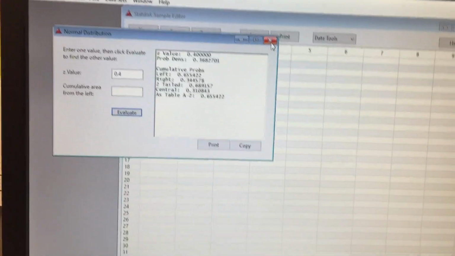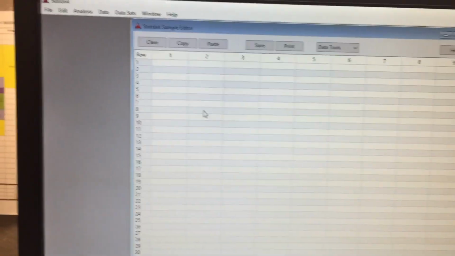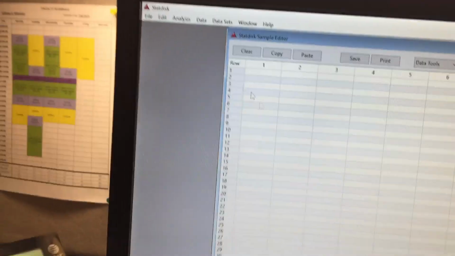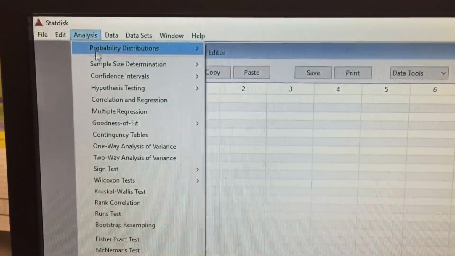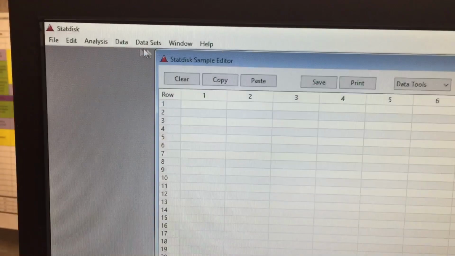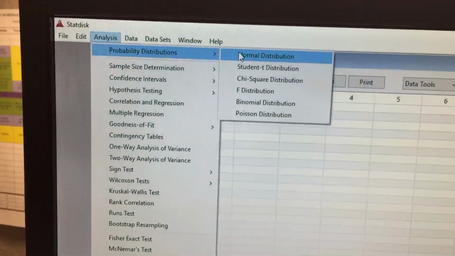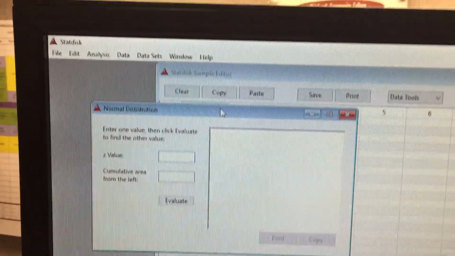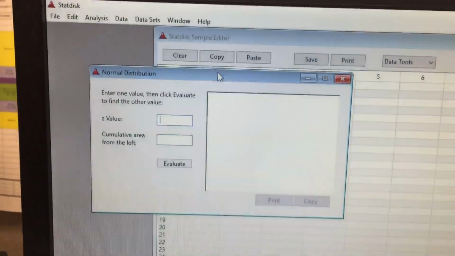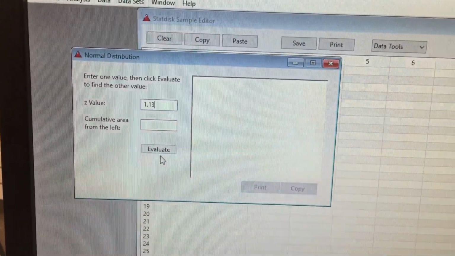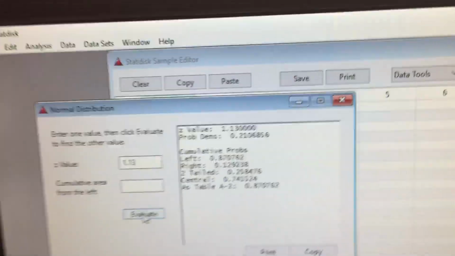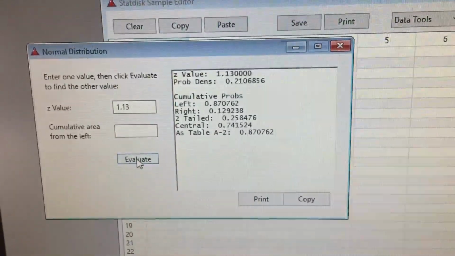Okay, and now we're going to go to StatDisk. Now in this case here, we're going to do the same thing like we did before. We're going to go to Analysis. Probability Distribution is still going to be Normal Distribution. And the z value this time was 1.13. So we enter that in and then click Evaluate. Okay, so in this case here, your z-value is the 1.13.